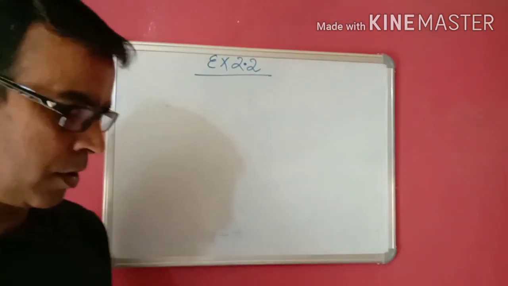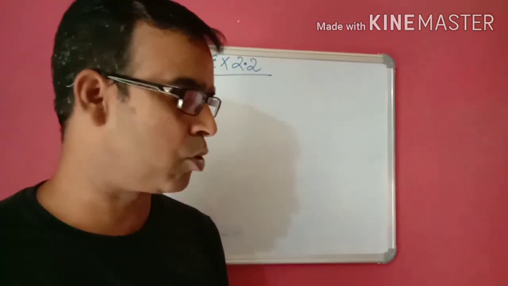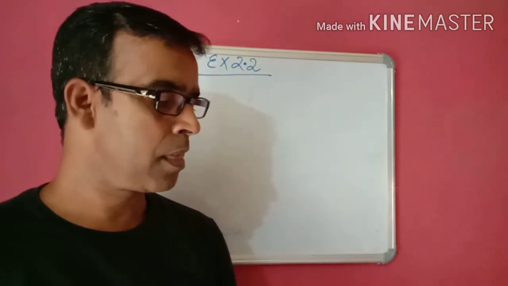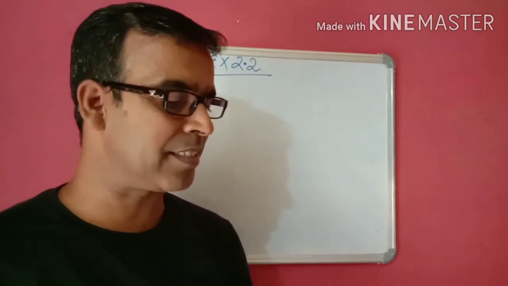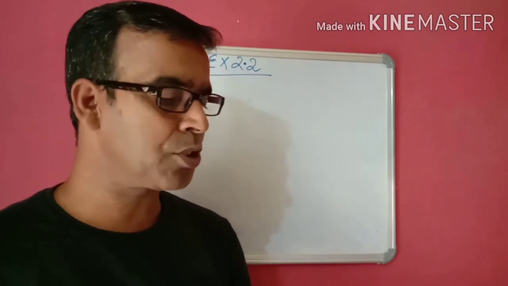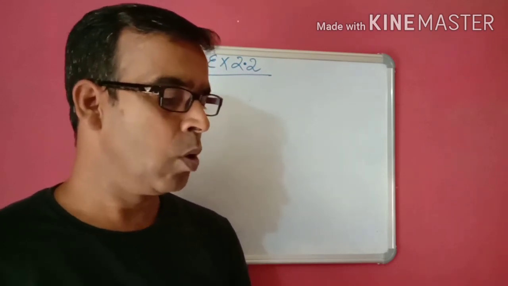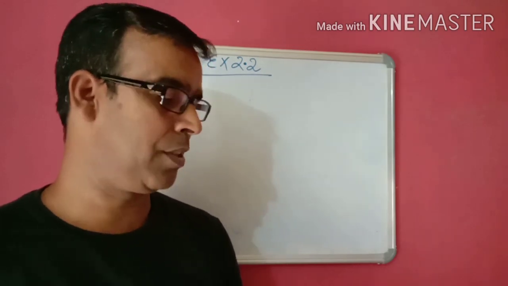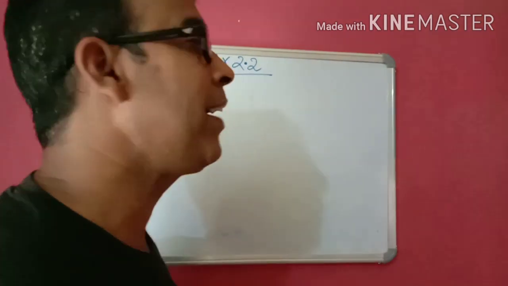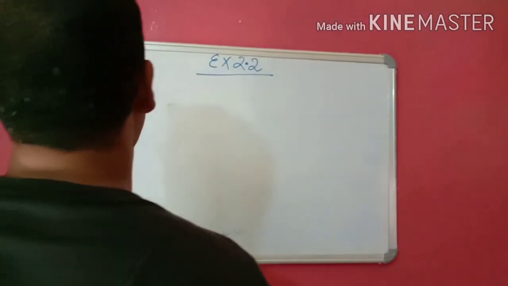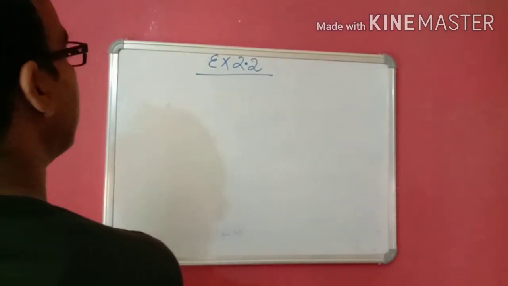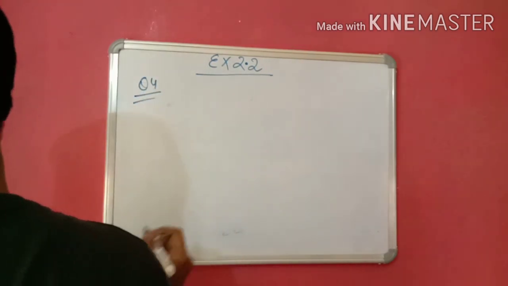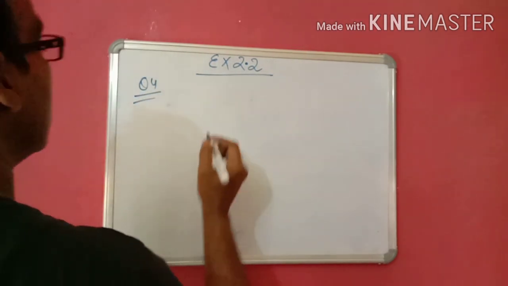Now see question number 4, exercise 2.2. It is given Ramesh solved 2 by 7 part of an exercise while Reshma solved 4 by 5 of it. Who solved lesser part by how much? Means first of all I have to write Ramesh. How much part Ramesh solved? According to your question number 4, Ramesh solved 2 by 7.